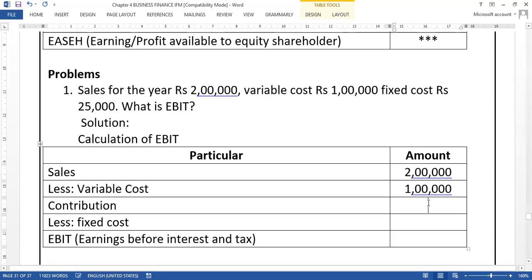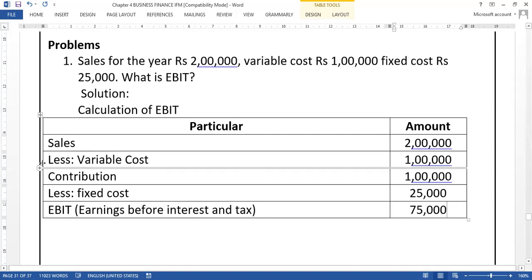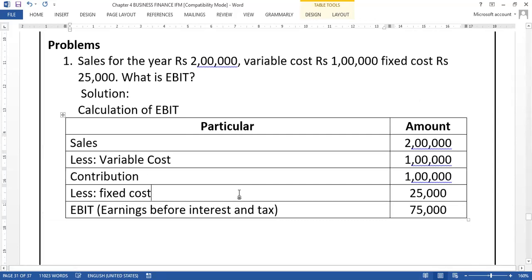If you minus this, you'll get approximately 1 lakh. Again, fixed cost is already given as 25,000. The 1 lakh contribution minus fixed cost, you'll get 75,000. 75,000 is your EBIT. Is it clear? You can solve this and take down this problem. Okay, I think this is done.